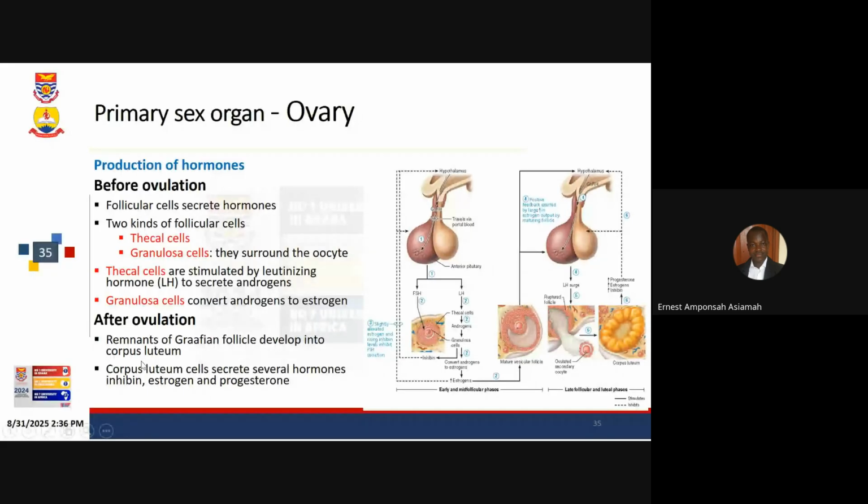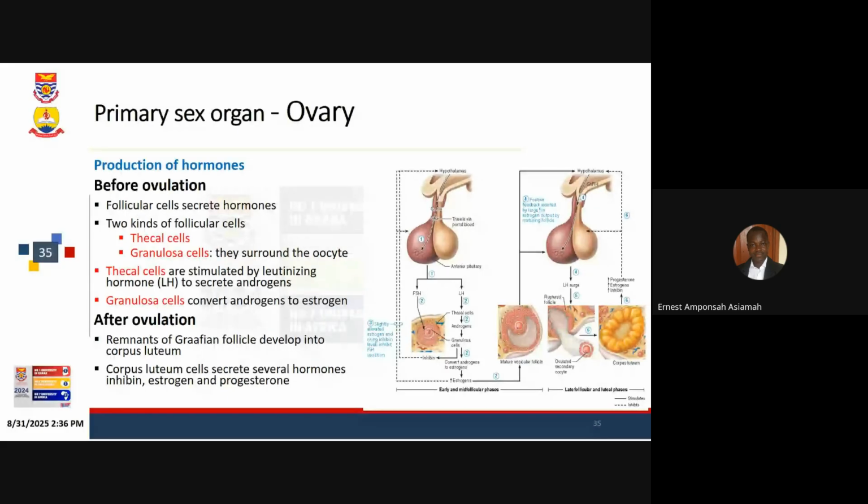So if there is pregnancy, it is the hormones from the corpus luteum which are going to stabilize the uterus, the uterine membrane, so that it will be able to support the zygote. The uterus will be well prepared to receive the fertilized egg. But we will look at it.